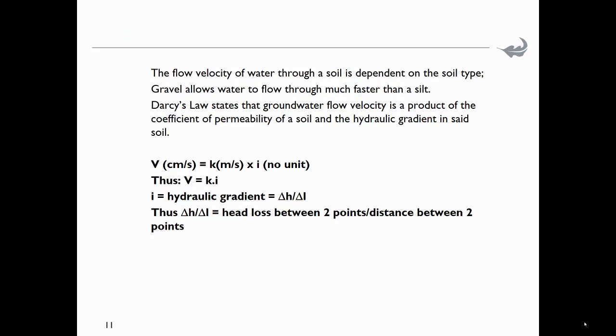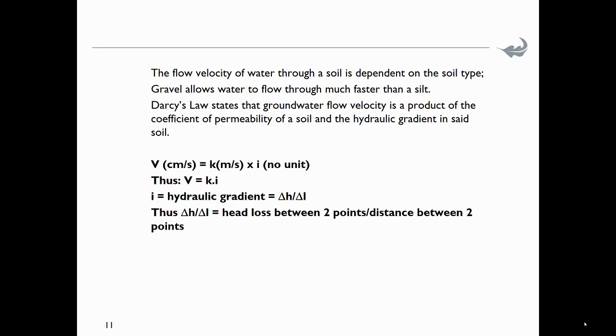The flow velocity of water through soil is dependent on the soil type. So a silt will have a slower velocity than a gravel. In other words, gravel allows water to flow through much faster than a silt. Darcy is another guy that we will meet.